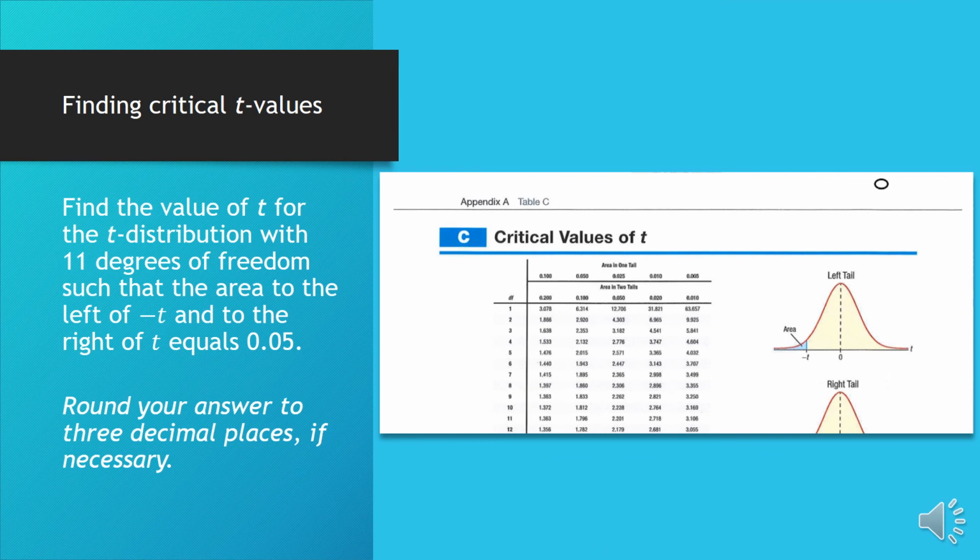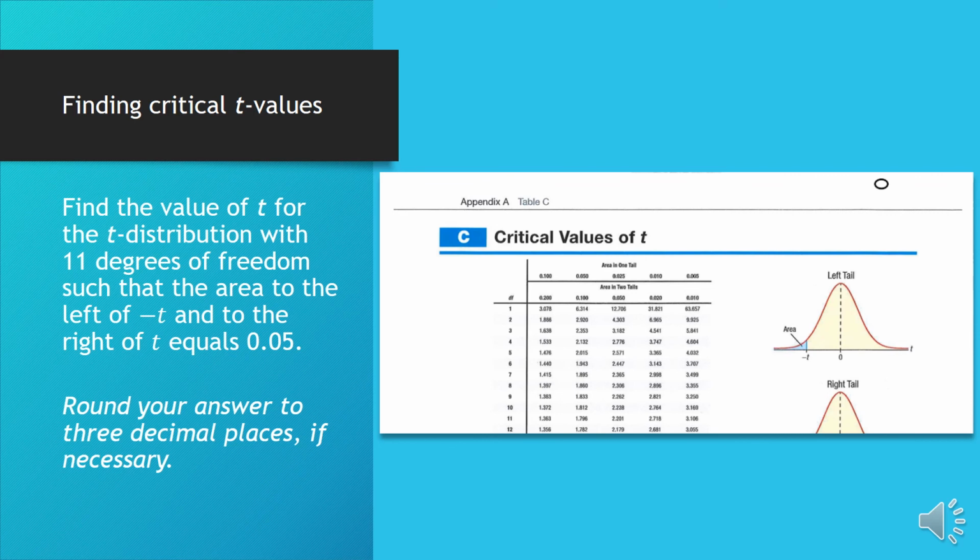Now I want to show you an example where it's asking for the area to the left and the area to the right. So it says finding critical T values, find the value of T for the T distribution with 11 degrees of freedom such that the area to the left of negative T and the area to the right of T equals 0.05. Now, this is pretty easy to do with the table since your table here is broken up into area in one tail and area in two tails. We can just use the area in two tails row.